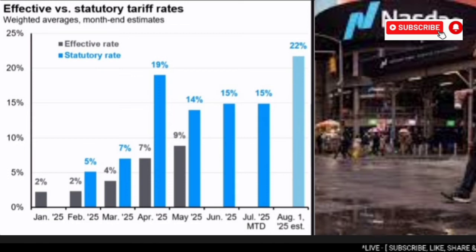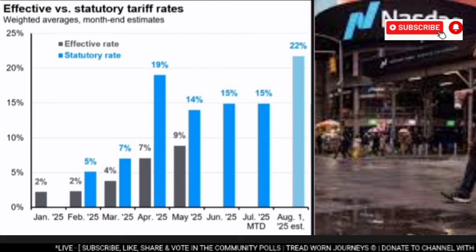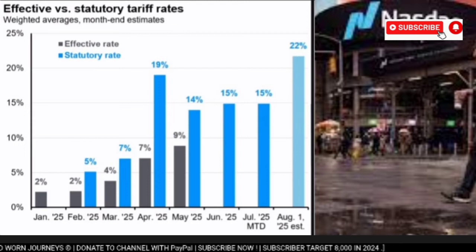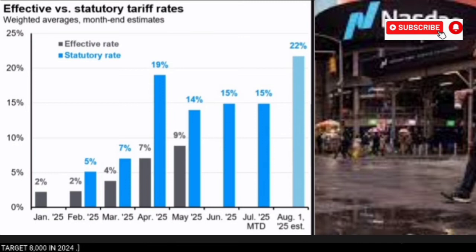Effective tariffs. This term refers to the actual amount of tariff revenue collected as a percentage of the total value of imports, or the real impact of tariffs on prices after considering various factors. It can differ from statutory tariffs due to exemptions and waivers. Specific goods or countries might be exempt from certain tariffs, or companies might receive waivers. Trade deals. New trade agreements can lower or eliminate statutory tariffs, changing the effective rate.